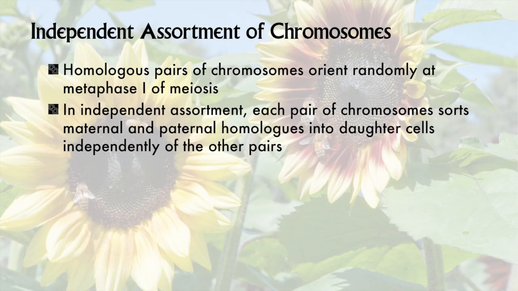Independent assortment of chromosomes I talked about earlier. When the homologs align in metaphase 1, they don't align such that all of one parent's chromosomes are on one side of the metaphase plate and the others are on the other. They align independently of one another, so maternal and paternal homologs are mixed up into which daughter cells they end up in.